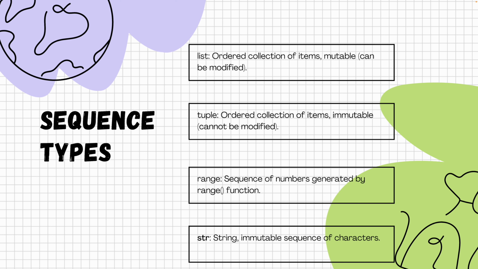Range is generally a sequence of numbers which you can generate by a range function. And you will also see the usage of range in for loops and iterations, right? String is a sequence type in Python, and it's an immutable sequence of characters.